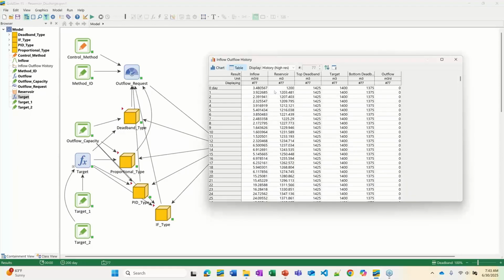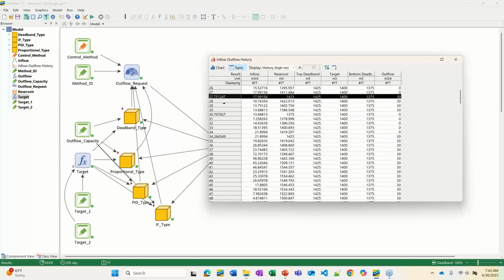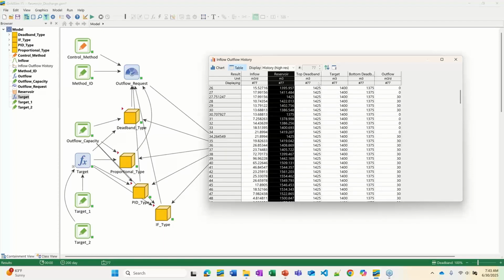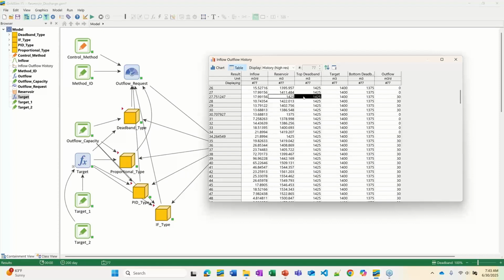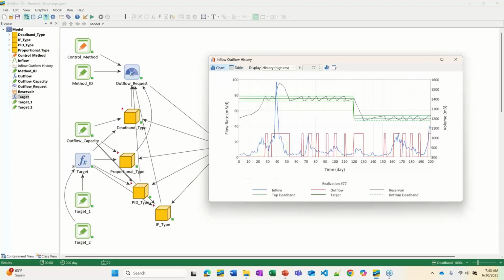And this is because if we go to table view, you'll see that we have inserted time steps. This is 27.7 days. And we have hit the top of the deadband with reservoir and top of deadband. You see the numbers are the same. Then we get here to day 30.7, and we have now hit the bottom of the deadband. So that's when time steps are being inserted in this case.